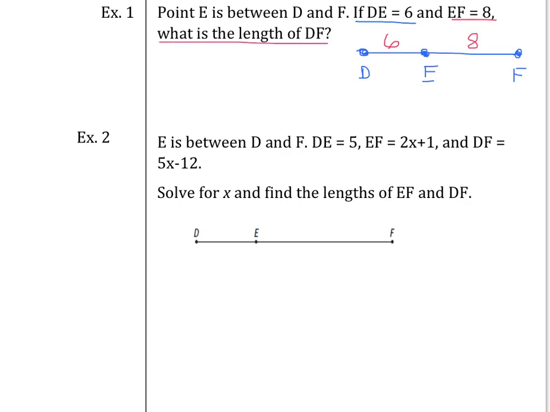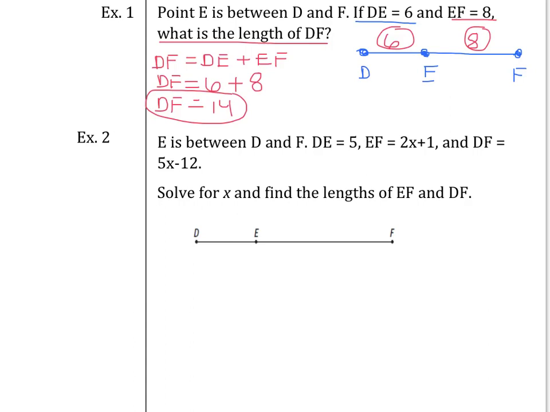So we're going to use the segment addition postulate to answer this question. So let's state the segment addition postulate first. DF, the whole segment, is equal to the sum of DE plus EF, and then we're going to substitute for DE and EF. So DE is 6, and EF is 8, so 6 plus 8. So DF is equal to 6 plus 8, which is 14. As you can see, this is very straightforward, and I hope you understand what we just did here.